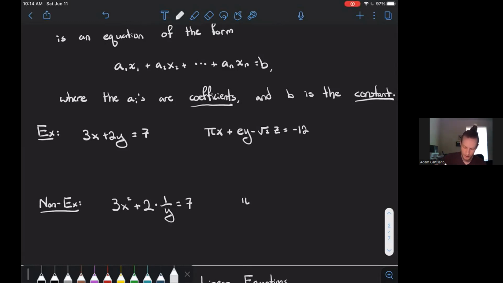Let's do another one. Pi x plus ey minus root 2 z equals negative 12. Oh wait, it's the same as the other one. No, look, there's a root. We can't take the square root of a variable. If any of this breaks, it is not a linear equation. All we're allowed to do is take the variables, multiply them by coefficients, and add them together. No square roots, no sine functions, no exponents, nothing like that. In other words, we keep it boring. No, we keep it simple.